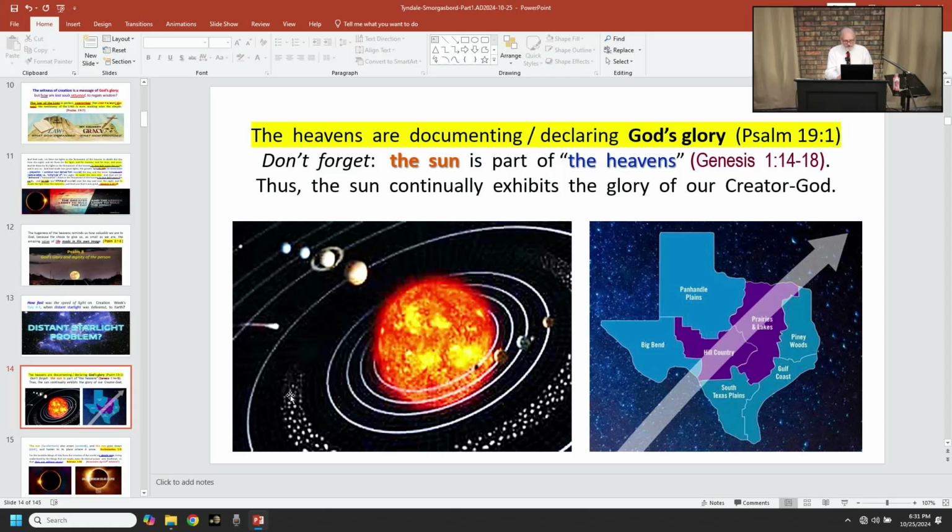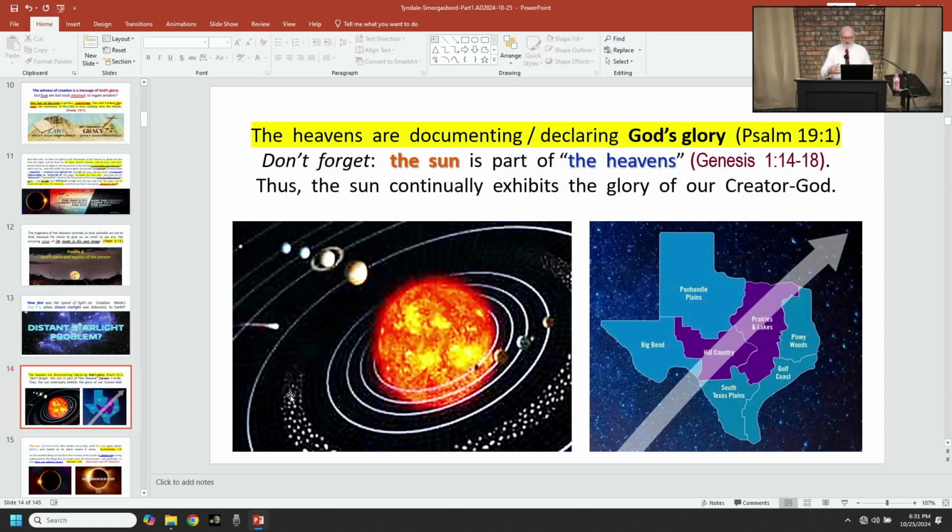All right, well, we dealt with the distant starlight problem. And now we go back to the sun, and it's declaring God's glory. It's documenting God's glory. The verb that is used there is a form of safar, which has the idea of documenting something, like a scribe, like an accountant, like somebody who keeps records, a journalist.